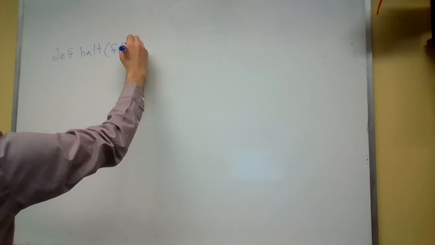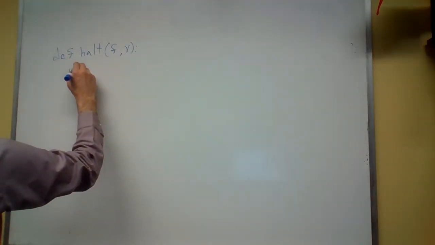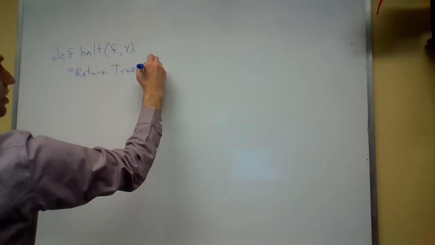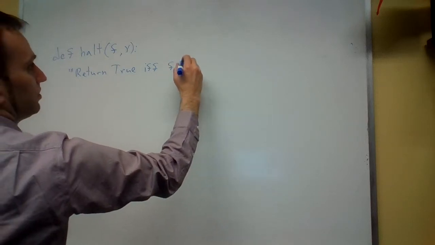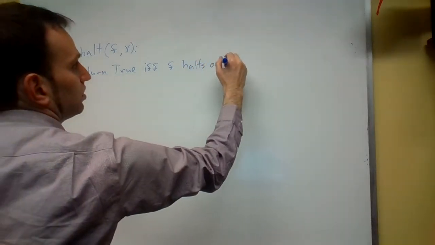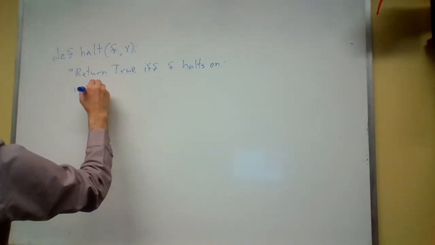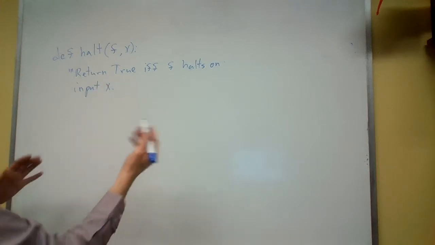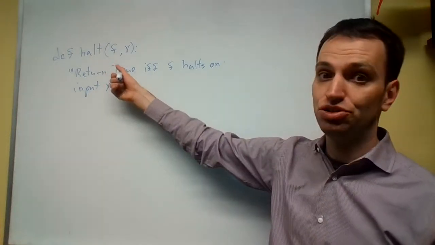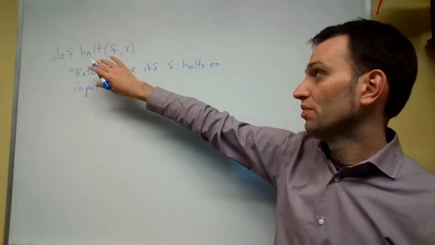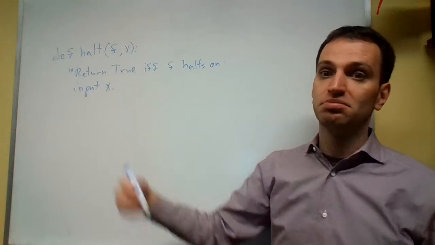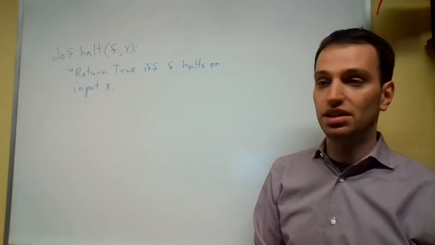And it'll take x. This will return true if f does halt, so halts on input x. So in other words, it means that if you call f of x, there will not be an infinite loop if you're returning true. Otherwise, you'll return false. So if halt f x is true, then f does not produce an infinite loop on input x. On the other hand, if it's false, then there is an infinite loop there.